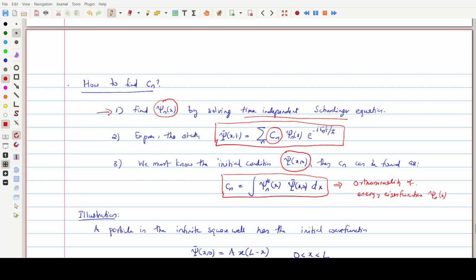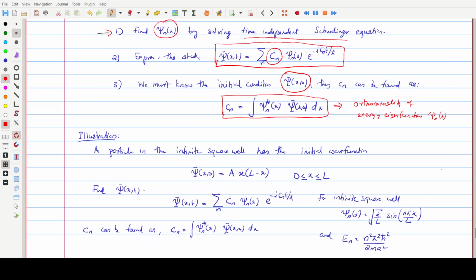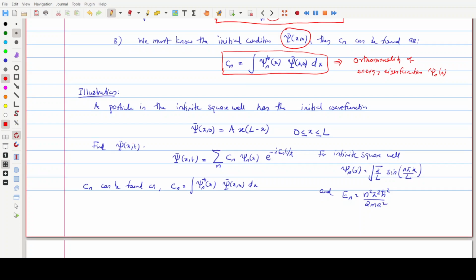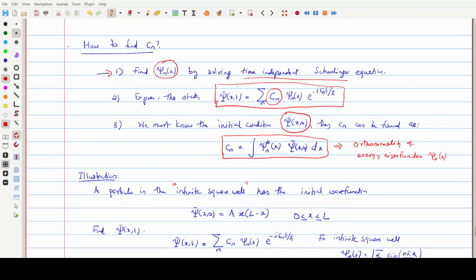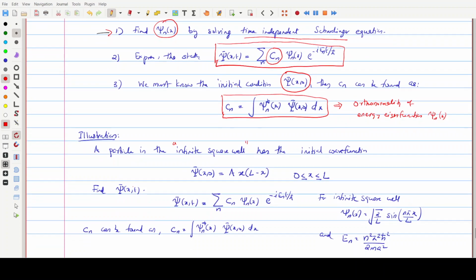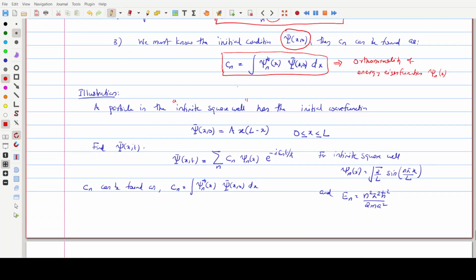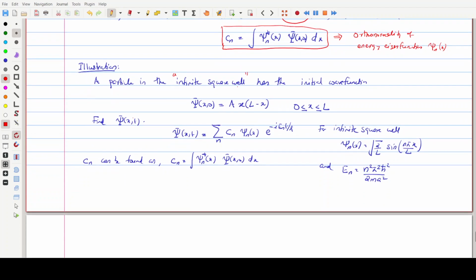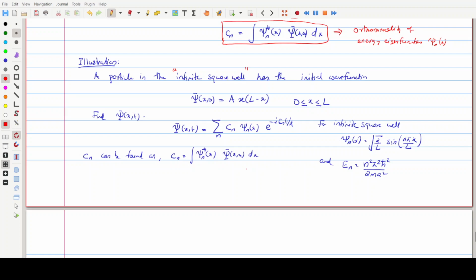Well, okay. So we can have a simple example of this. Consider a particle which is in the infinite square well. The infinite square well we have already discussed, so step number one we can bypass because we already found what psi n is. That is why I have taken the example of the infinite square well. So consider a particle in the infinite square well with the initial wave function psi of x,0 as A times x times L minus x for x between 0 and L, and obviously the wave function must be 0 otherwise.